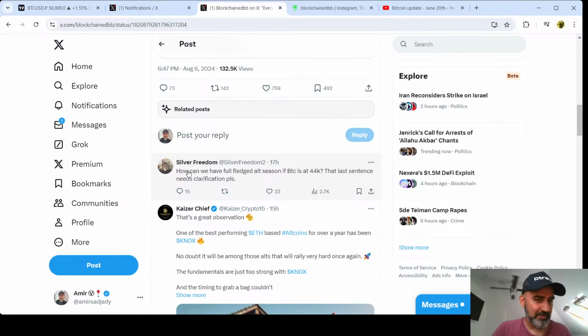Okay, this person's comment is correct. How can we have a fully fledged alt season if BTC is at 44k? Well, you have a fully fledged alt season because that is the bottom. The bottom is in. So when the bottom is in, alts will pump. That's really the answer to that. They will pump and they will pump and they will pump. And the great thing about BTC bottoming out at 44k is that Bitcoin is going to pump too. And so that's all you want. You want Bitcoin to pump, and then you want everything else to pump as Bitcoin pumps. And that's really what she's talking about. And then when Bitcoin starts to go into price discovery, then you're going to get alts go into parabolic mode.